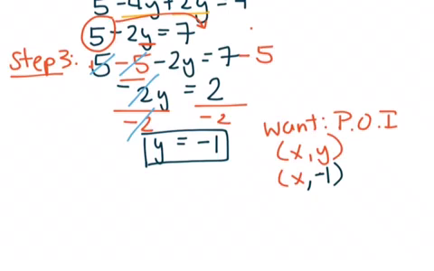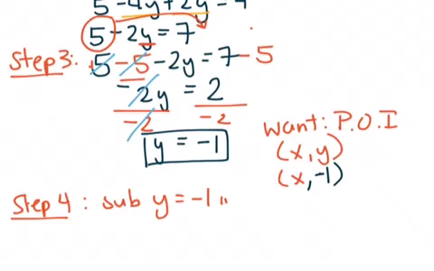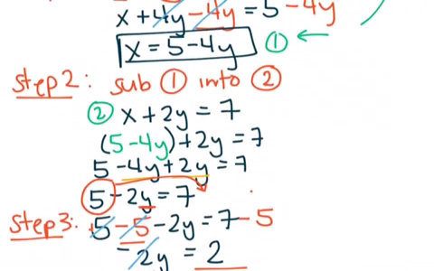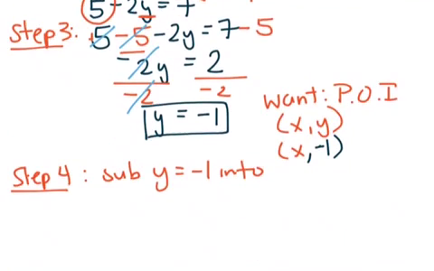So we know in step 4, we are going to sub y equals -1 into, and we've got to figure out which equation we haven't used yet. We subbed 1 into 2 here, so we've got to use the other one. We're going to sub y equals -1 into 1. So let's go do that.